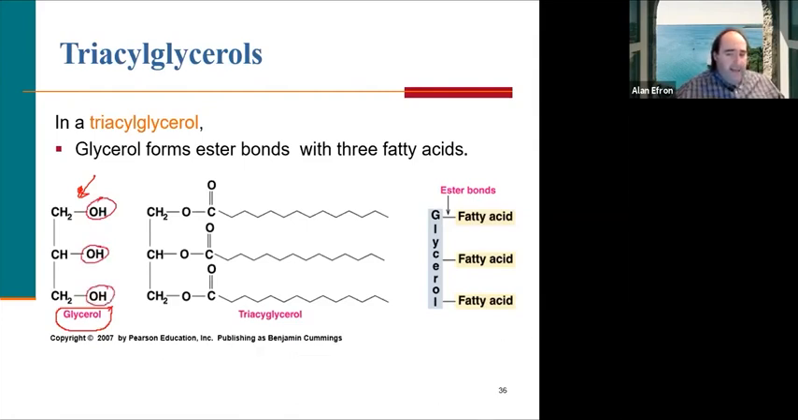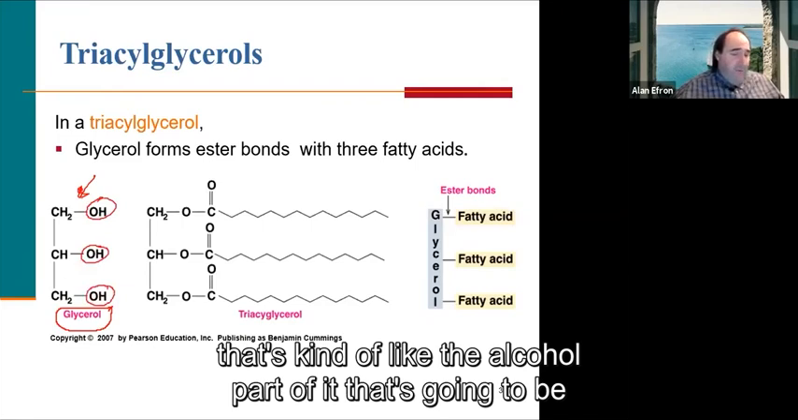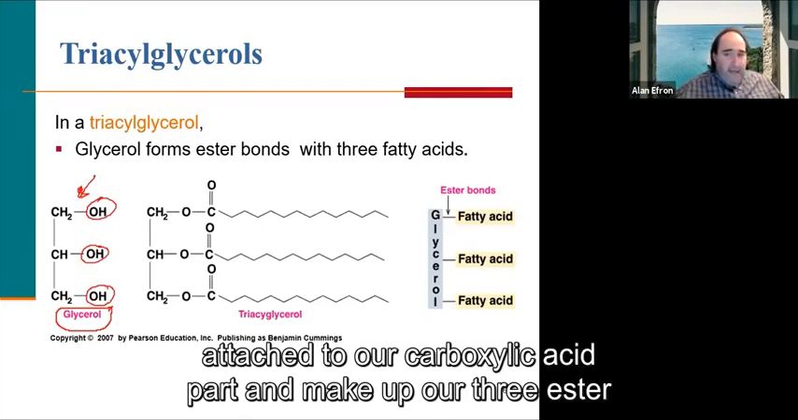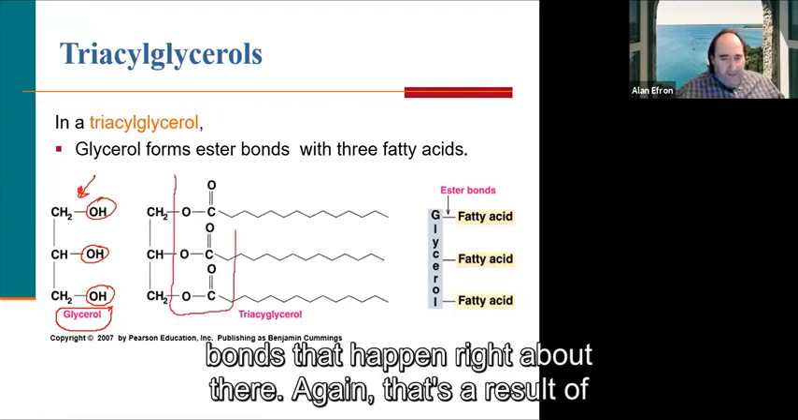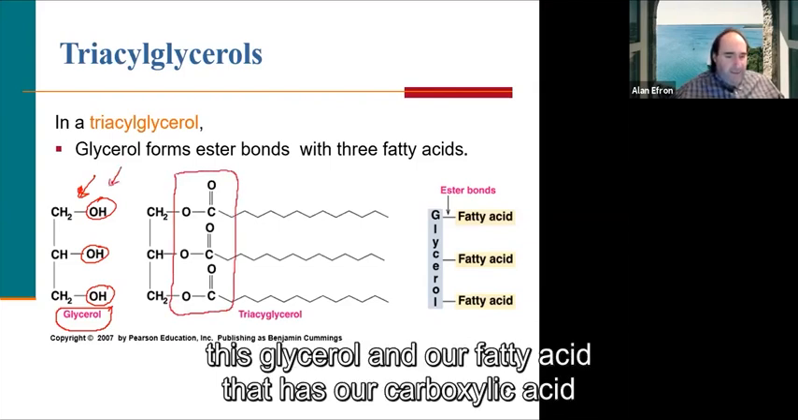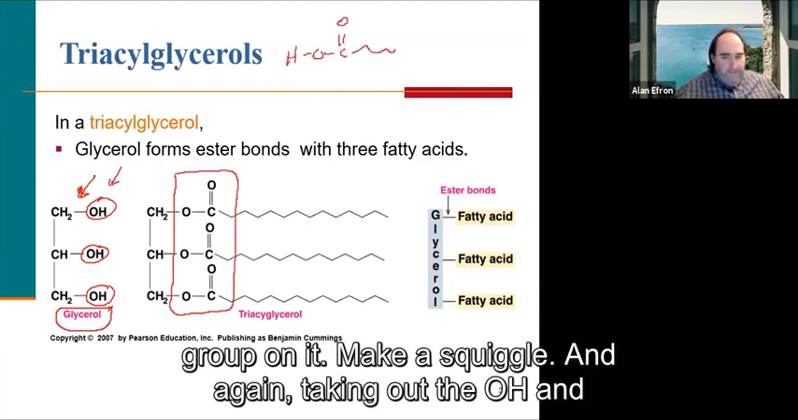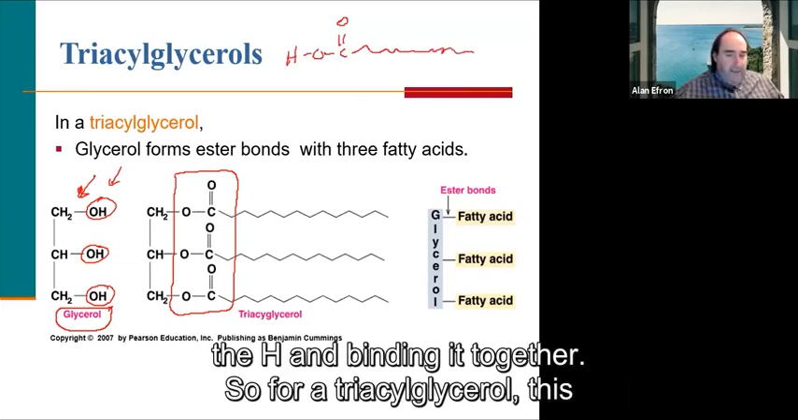And again, that's kind of like the alcohol part of it that's going to be attached to our carboxylic acid part and make up our 3 ester bonds that happen right about there. Again, that's a result of this glycerol and our fatty acid that has our carboxylic acid group on it. Just make a scribble. And again, taking out the OH and the H and binding it together.